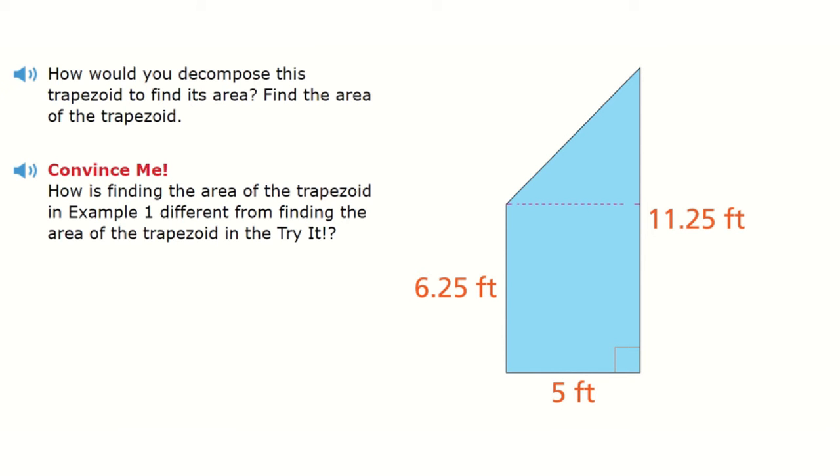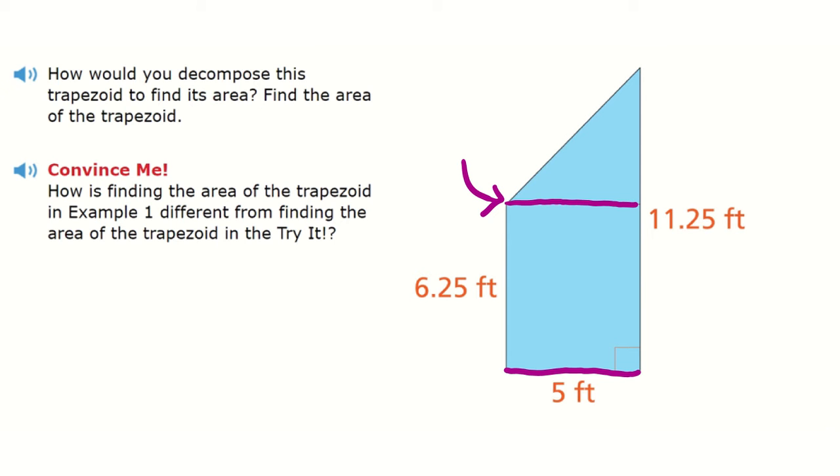And then it says, find the area. So it wants us to decompose or break it apart into familiar shapes. And it's actually already provided us with all the information we need because it's provided this dotted line right here. And that dotted line is just showing us that this right here would be equivalent to this base here.